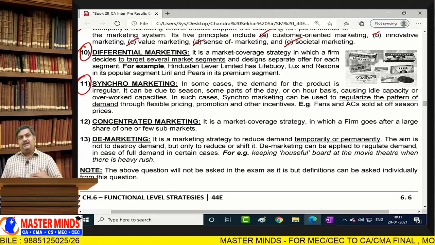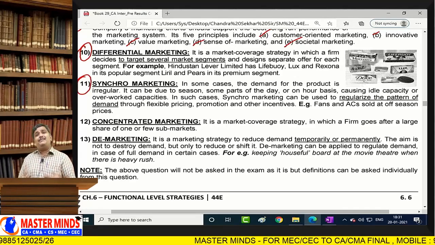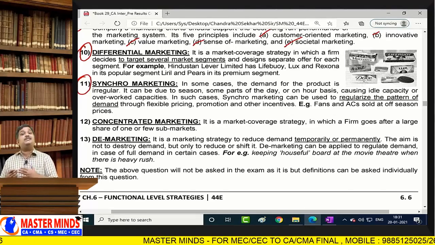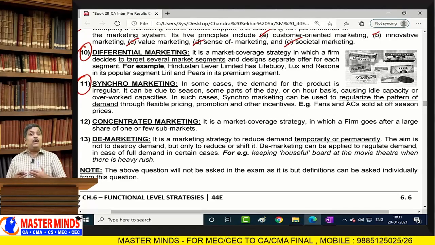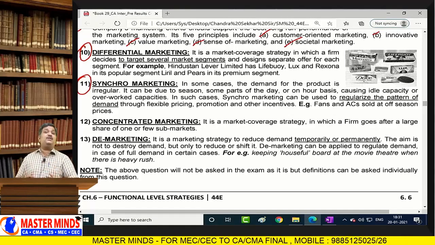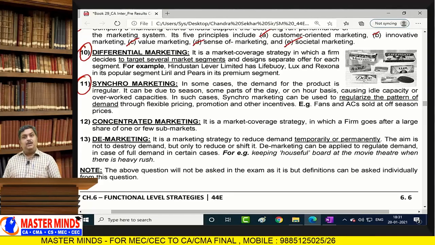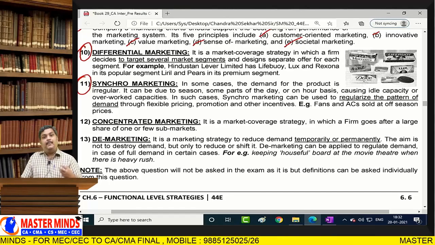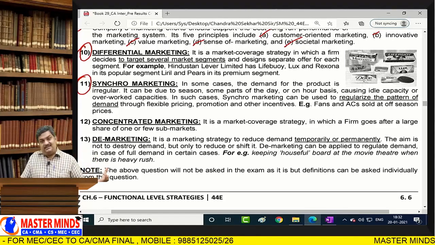Synchro means uniform. See, what about the demand of air conditioners? Generally, the demand for air conditioners will be high during summer season. Then what about the sales of these air conditioners in the winter season and in the rainy season? Obviously, the sales will be low. Now, these companies will give some discounts, will give some benefits during those off seasons.